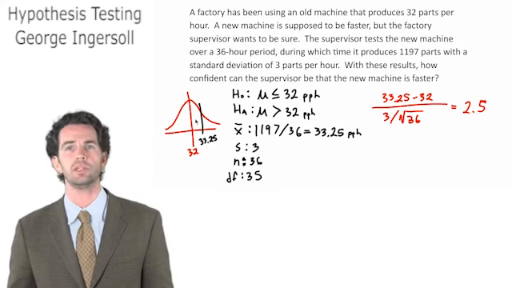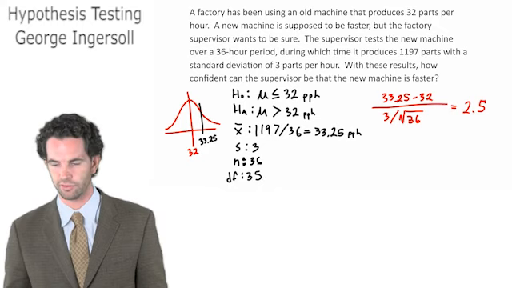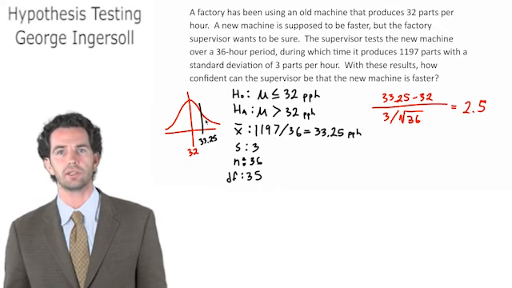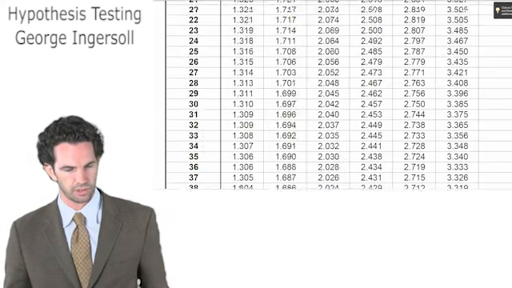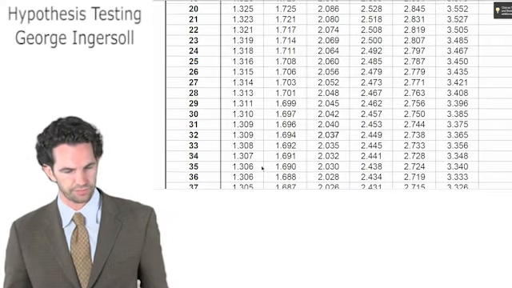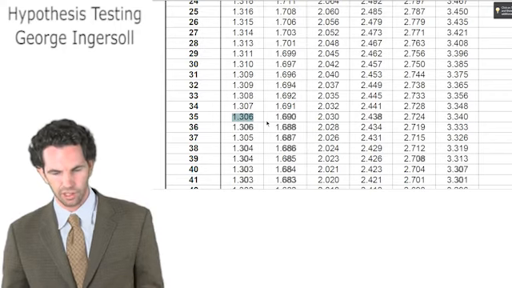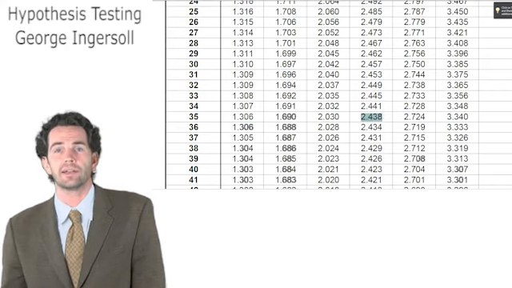Now we need to look up in our t-table with the degrees of freedom 35, 2.5 standard deviations, what kind of significance level does that give us? All right, so let's go to our t-table. First of all, let's get to our degrees of freedom, which is 35. And we're looking for 2.5 standard deviations. Now, this is as close as we're going to get.